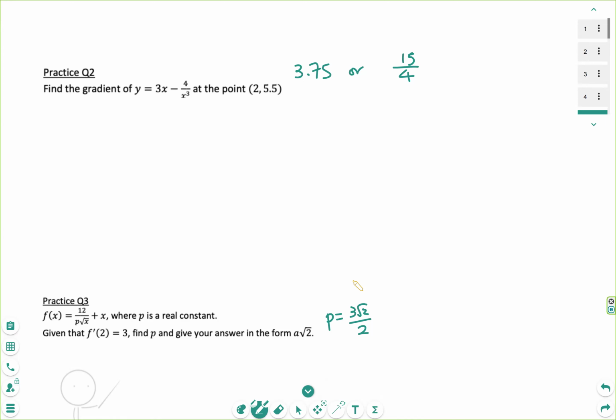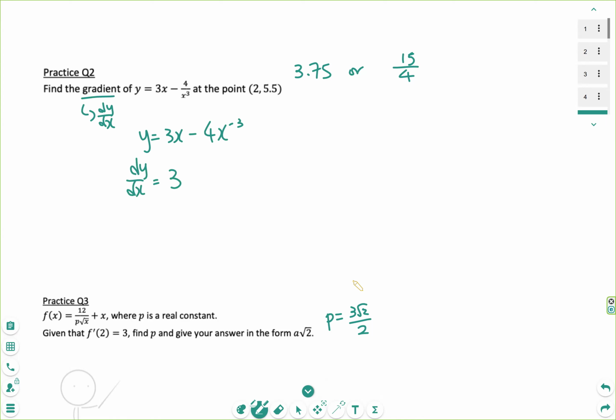Let's have a look at question 2. Find the gradient. We talked about this last time. Gradient means differentiation. Okay, so find the gradient of y equals 3x minus 4 over x cubed at the point 2, 5.5. So let's work out dy by dx first. Okay, so let's differentiate. Actually, before differentiating, I think it'll be good to rewrite the denominator as a negative power. So dy by dx equals, differentiate 3x, is 3.